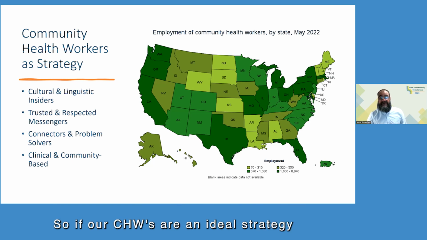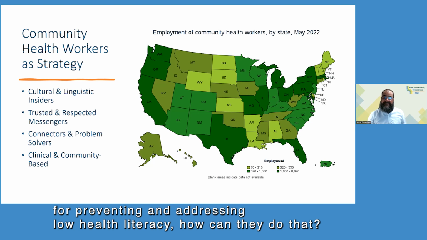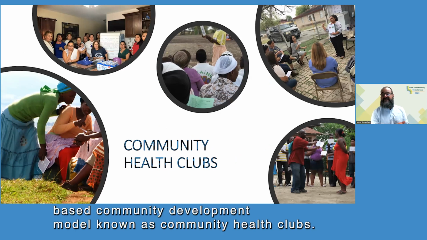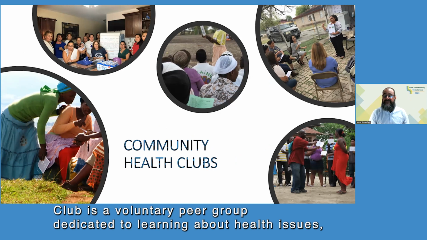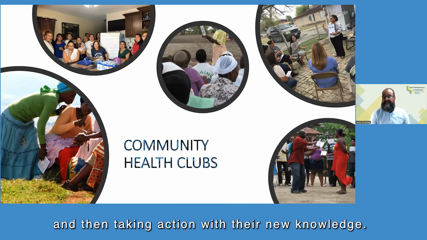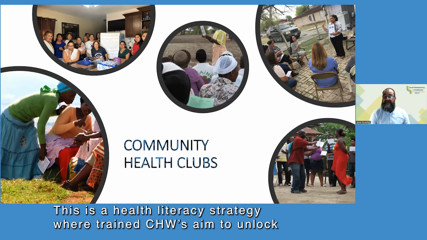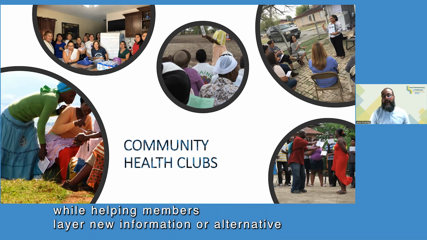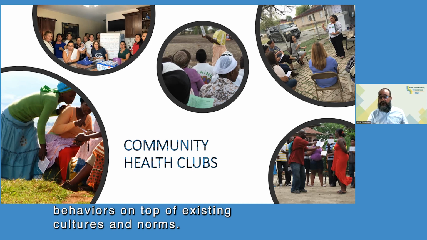So if our CHWs are an ideal strategy for promoting and addressing low health literacy, how can they do that? Well, one such approach is an asset-based community development model known as community health clubs. This model is simple. A club is a voluntary peer group dedicated to learning about health issues, building consensus around both the challenges and opportunities for change, and then taking action with their new knowledge. This is a health literacy strategy where trained CHWs aim to unlock and acknowledge existing community knowledge and experiences while helping members layer new information or alternative behaviors on top of existing cultures and norms.